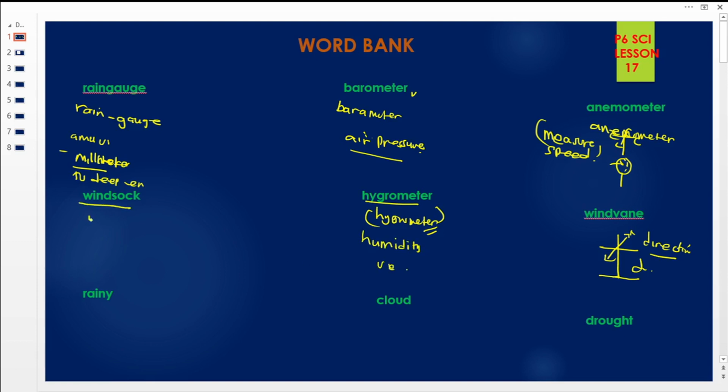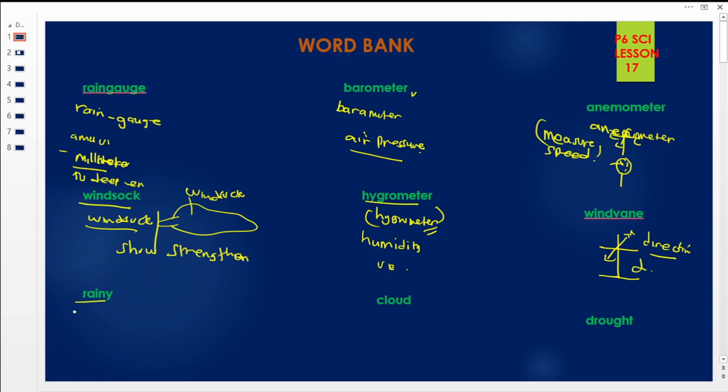This other word is windsock. It is like a sock, that's why it is called windsock. Its work is to show, it doesn't measure, but it shows how strong the wind is. So it shows the strength of wind.